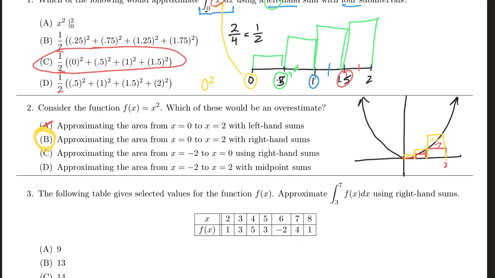All right, -2 to 0 using right-hand sum. Now I'm using the right hand of these rectangles, and you can see there's some extra pieces in there that I'm missing. So this is an underestimate because I'm not getting everything. And for the midpoint sum, I'd do the middle of these rectangles, which would go through my graph. This one's a little bit hard to tell, but the areas that I'm getting extra are smaller than the areas that I'm missing. So this one would also be an underestimate. So D is also out. So it just makes sense that B would be the right answer.